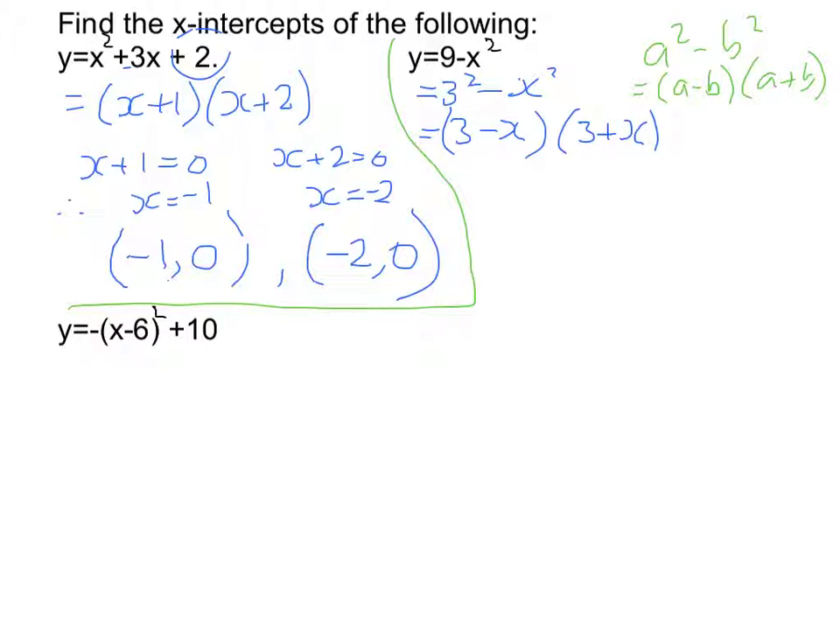And again, with the null factor theorem, we're going to set each one of those brackets equal to 0. So if we go 3 take away x equals 0, we'll add x to both sides in this case here, so we'll have x is equal to 3. And for the second bracket, we've got 3 plus x equals 0. And we'll take away 3 from both sides, so that'll give us x is equal to negative 3. So our two x-intercepts will be at 3 and 0, and at negative 3 and 0.